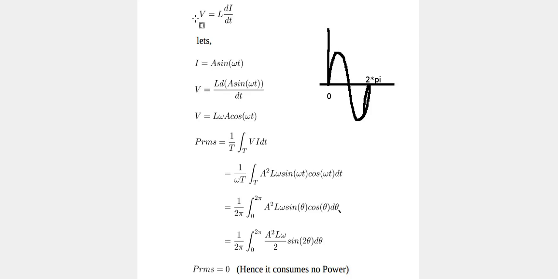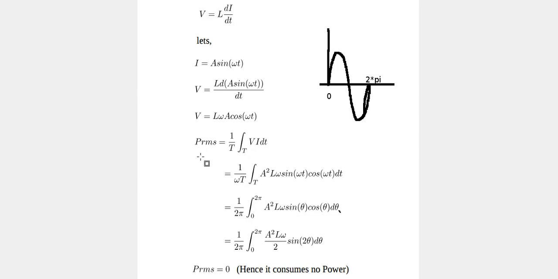See, the equation is V equal to L into di by dt. So I can get the value. I can substitute the value of I, for the AC, as A into sine omega t. So I can get the value of V also. When I substitute the I value in this equation, I will get voltage equal to L into omega A cos omega t.